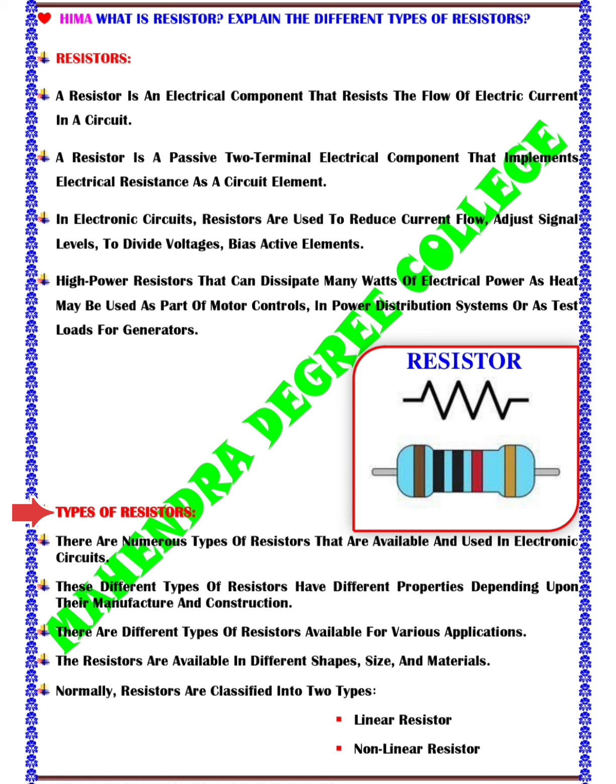Next, types of resistors. There are numerous types of resistors used in electronic circuits. These different types of resistors have different properties depending upon their manufacture and construction. There are different types of resistors available for various applications. The resistors are available in different shapes, sizes, and materials. Resistors are classified into 2 major types, that is, first one linear resistors, second one nonlinear resistors.